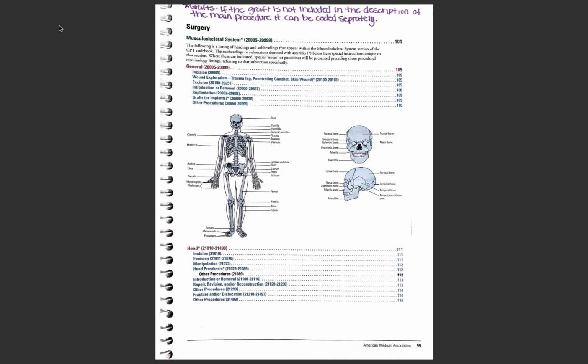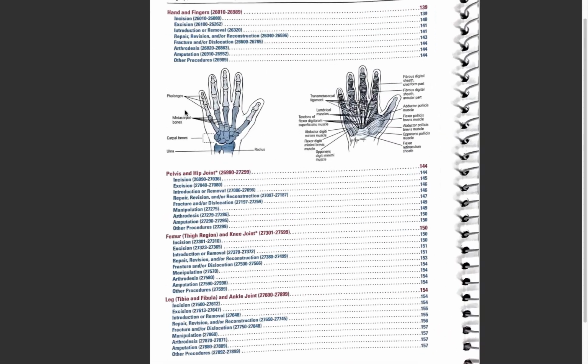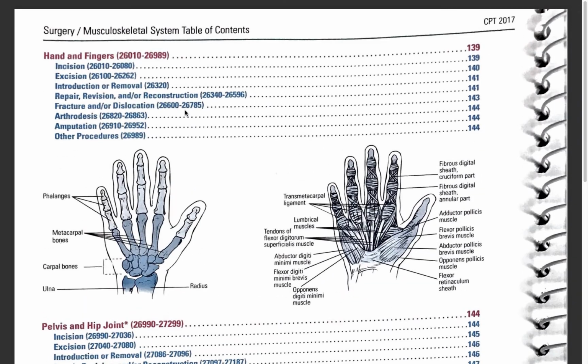To get to the code, you would need to go to the table of contents at the beginning of the musculoskeletal system. You're then going to go to the body area in red. So in this case, it was the finger. Once you find the finger section, which is hand and fingers, you're going to look at the fracture and or dislocation, which in my book, this is a 2017 book because it has my notes in it, is the reason I'm using it, is page 143. So we're going to go to page 143.